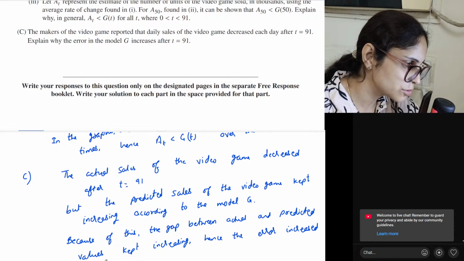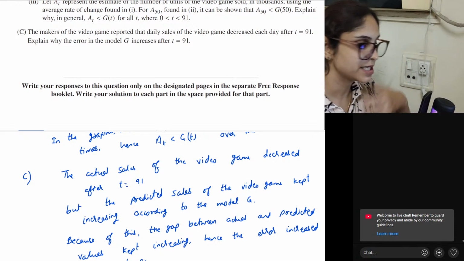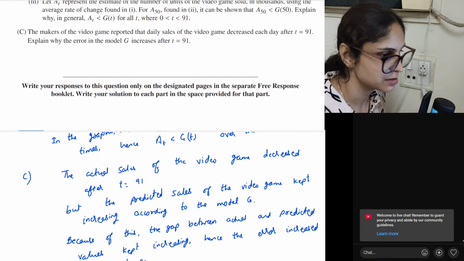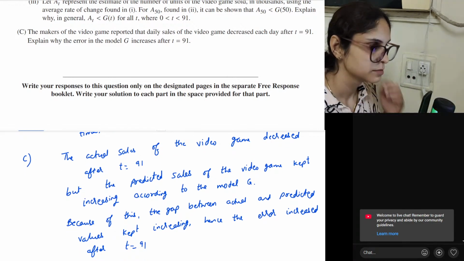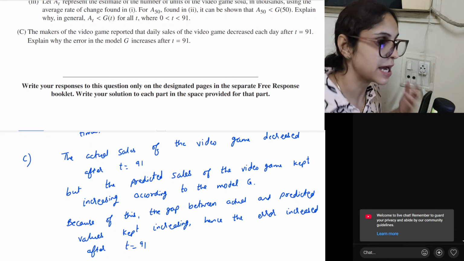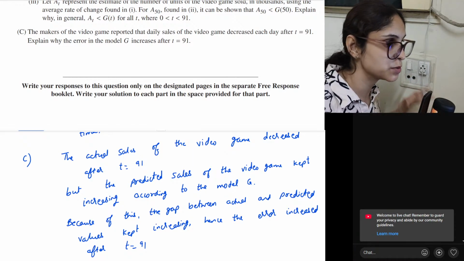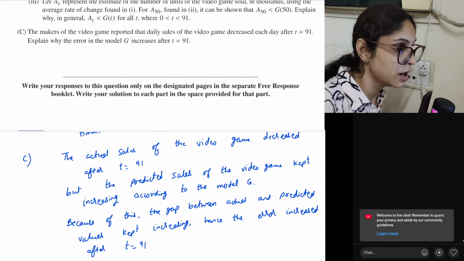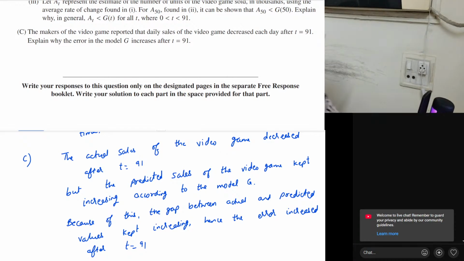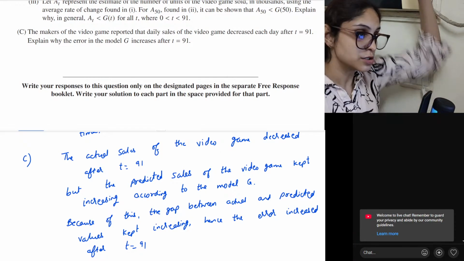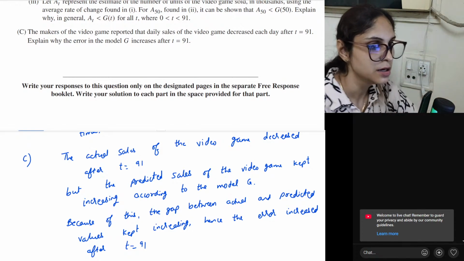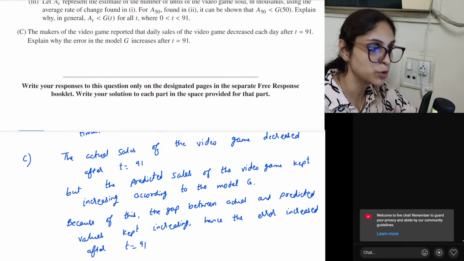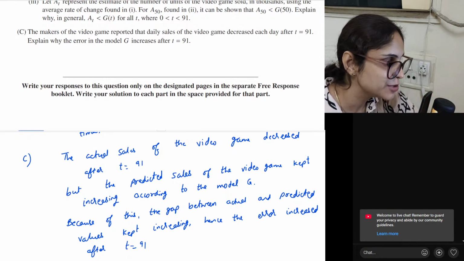So these are all just theory questions. You just have to write the explanation and that is it. So this is part C. The actual sales of the video game decreased, because that is what the makers told us. But according to the model G, the sales are still increasing. So the gap between the actual and the predicted sales will keep on increasing, and that is why the error will keep on increasing. So that is the solution.